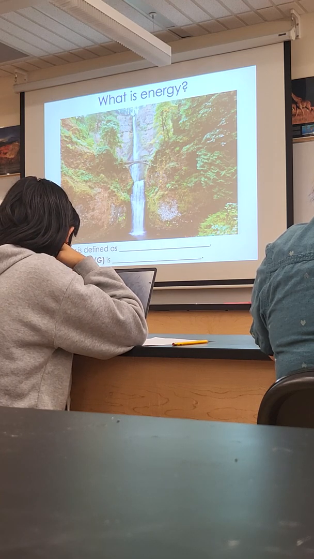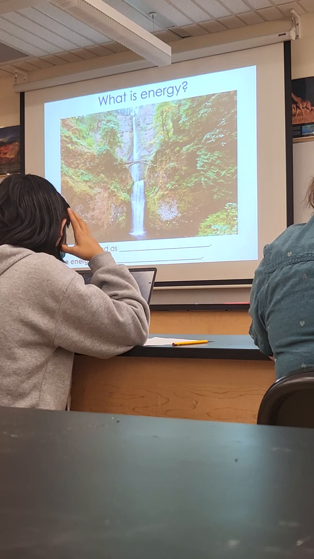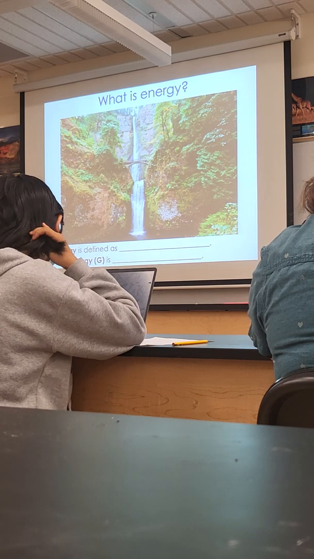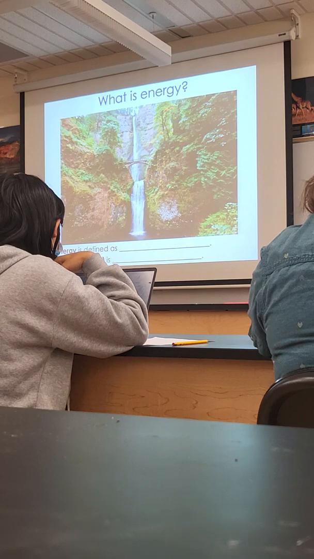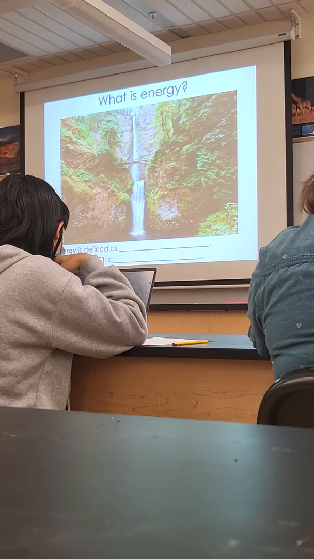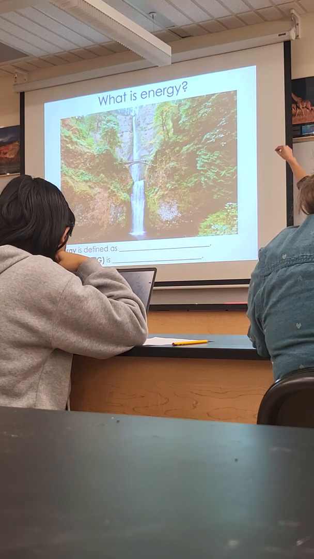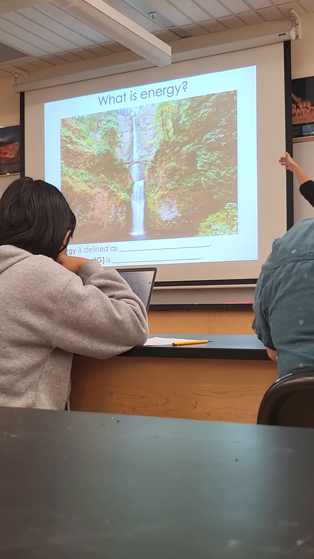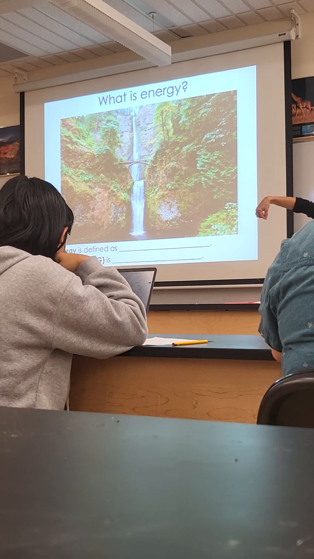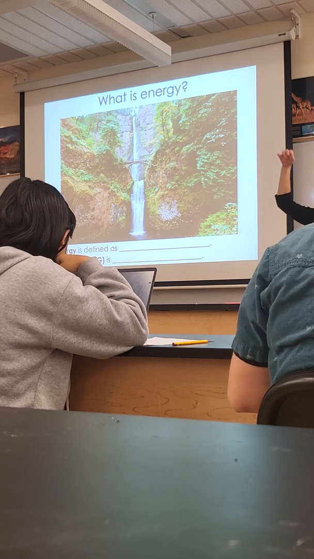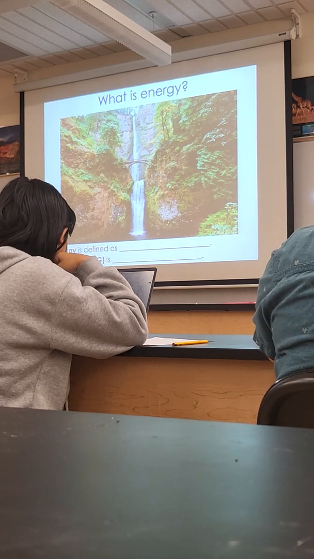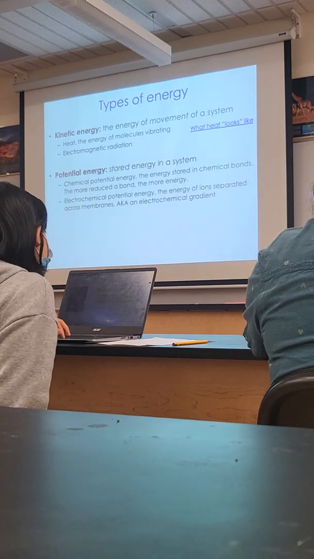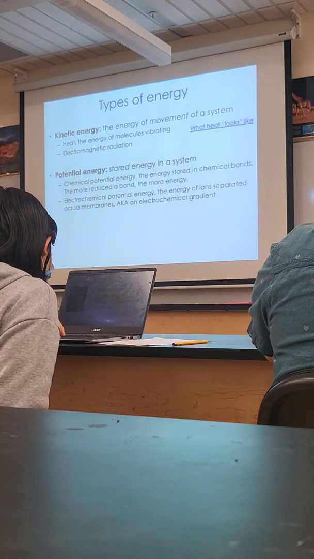The reason I show this is because a waterfall is a perfect example of the two types of energy. So what are the two types of energy that we have? Kinetic and potential, right? So at the top of that waterfall, you have potential energy, which is stored energy. As a water molecule moves over the edge, that energy is converted into kinetic energy. So broadly, those are the two types of energy that we talk about in this class.